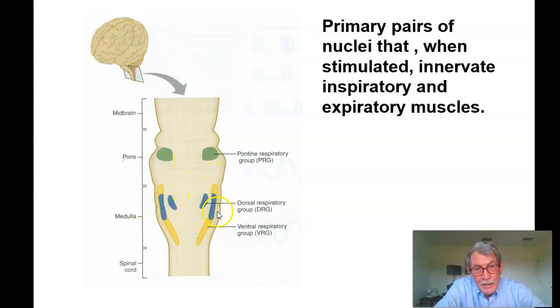So if you stimulate this one, maybe you'll exhale more. You stimulate this one, you inhale more. You stimulate this one, maybe you'll breathe faster. So when the signals come in from your sensory mechanisms, they stimulate the right groups of nerve cells here, and they send out the signals to the right inspiratory and expiratory muscles.